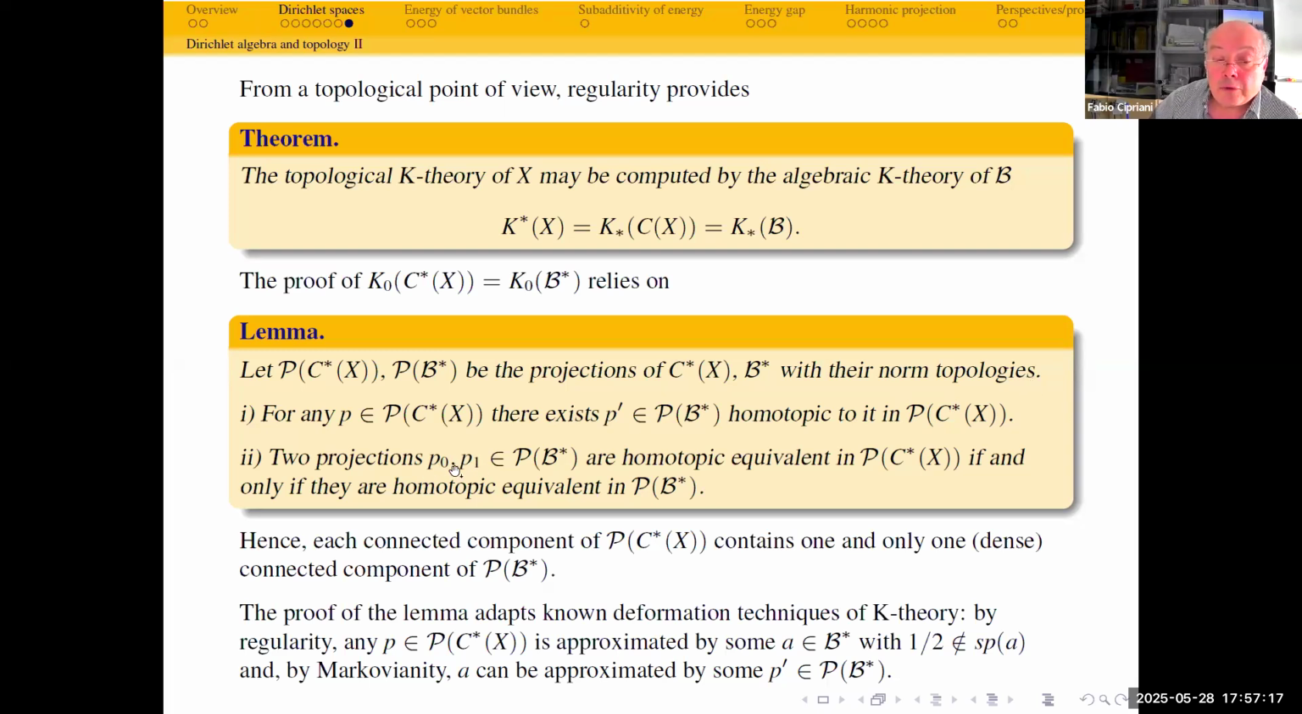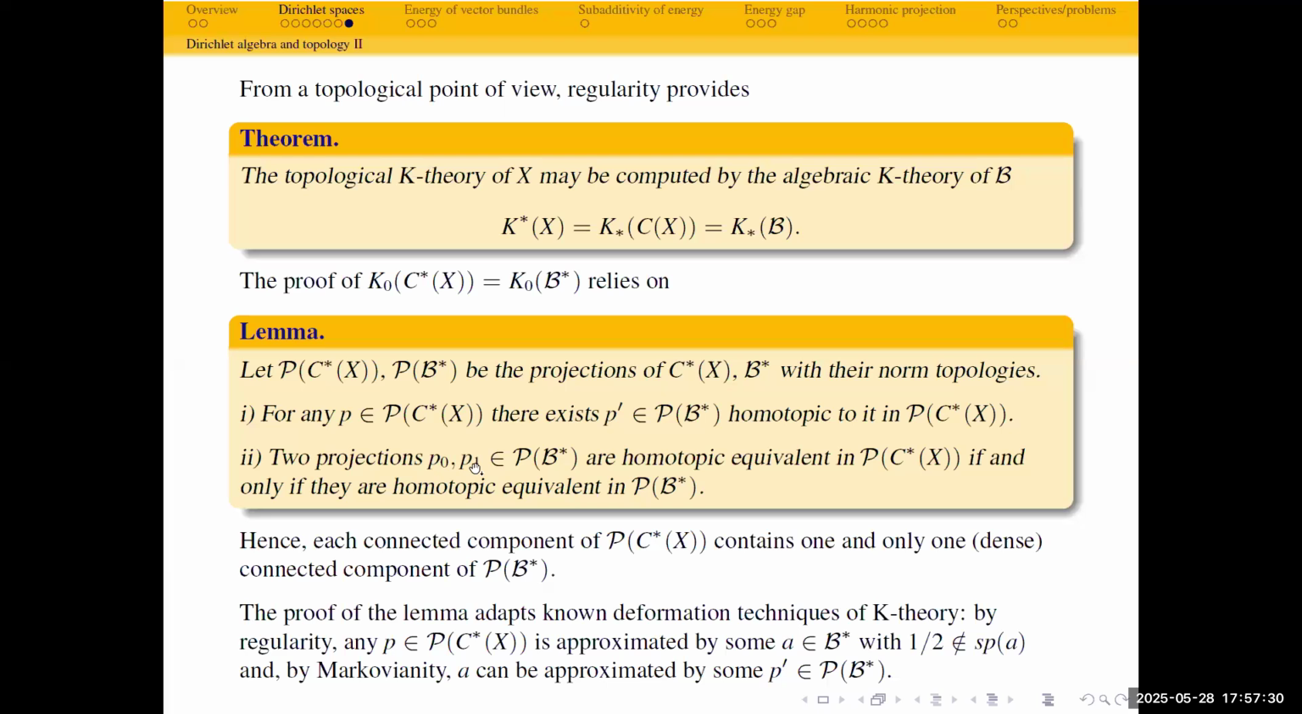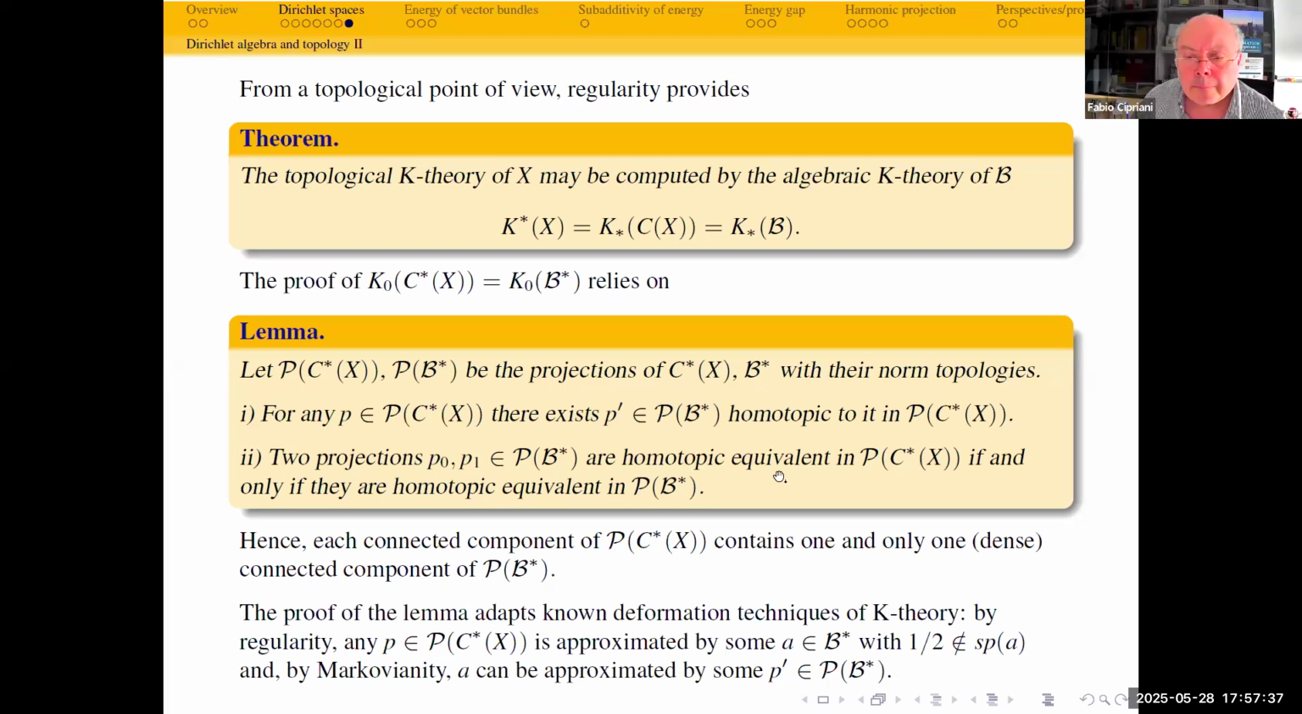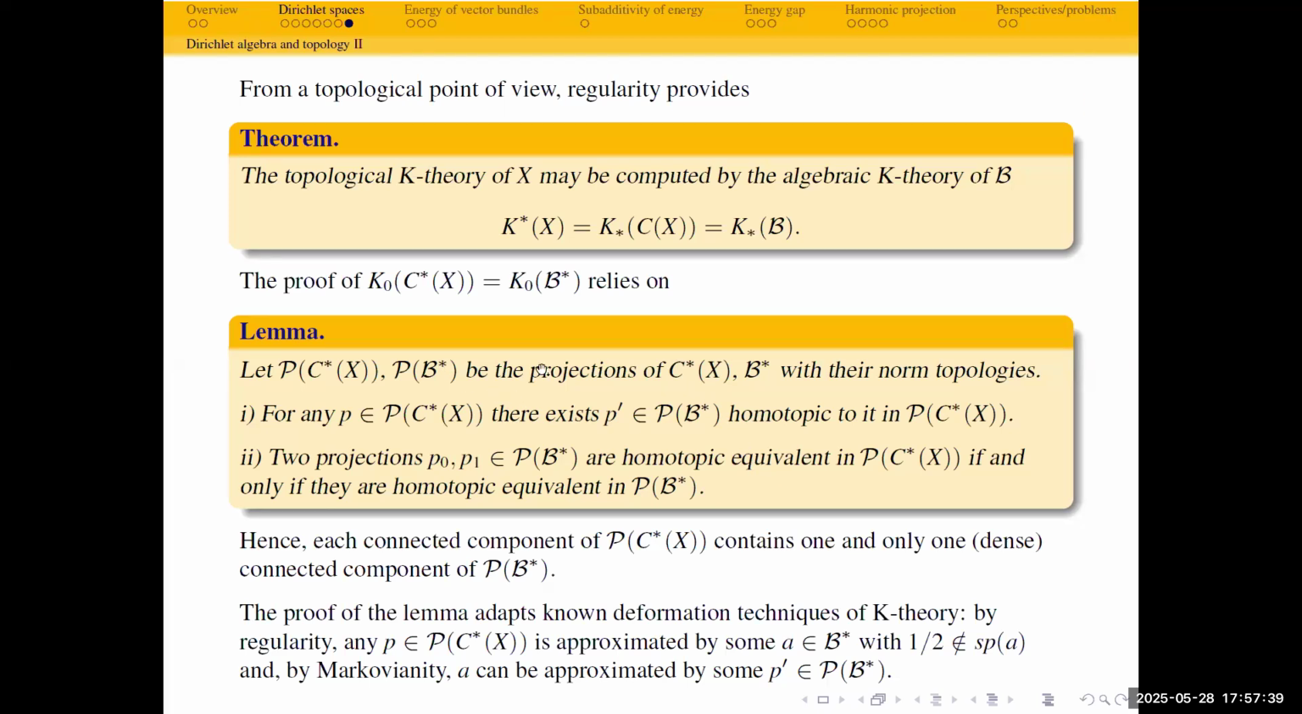Also, if we pick up two finite energy projections, finite energy because they belong to B star, no? Sorry, I'm confused. What's the difference between B and B star? Where is B? What is the difference between B and B star?